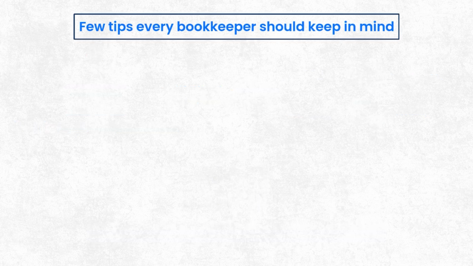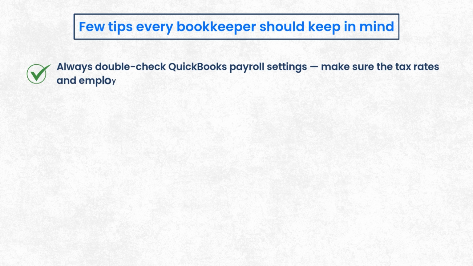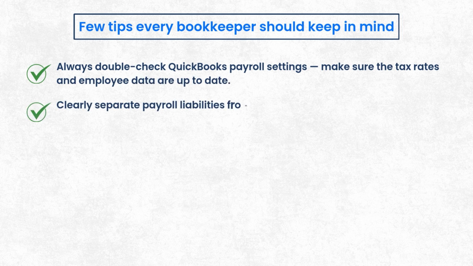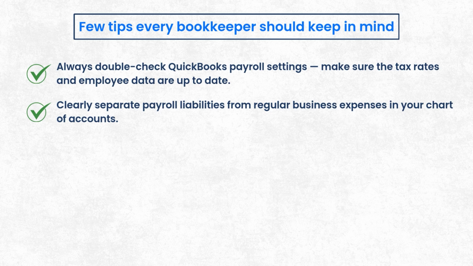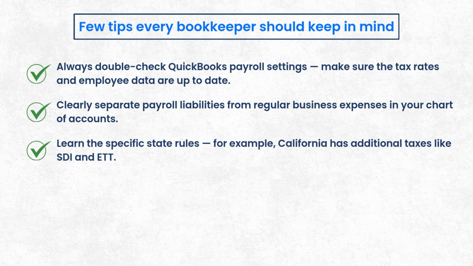Now here are a few tips every bookkeeper should keep in mind. Always double-check QuickBooks payroll settings. Make sure the tax rates and employee data are up to date. Clearly separate payroll liabilities from regular business expenses in your chart of accounts. Learn the specific state rules. For example, California has additional taxes like SDI and ETT.